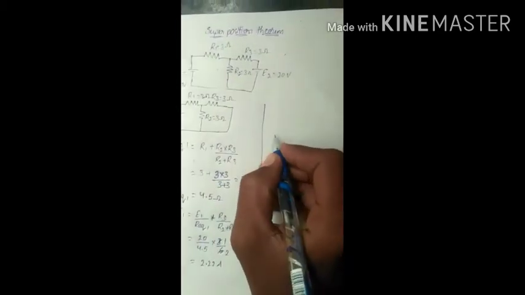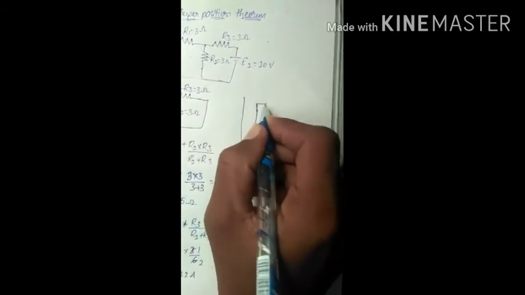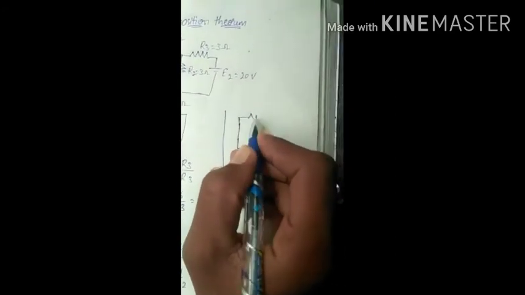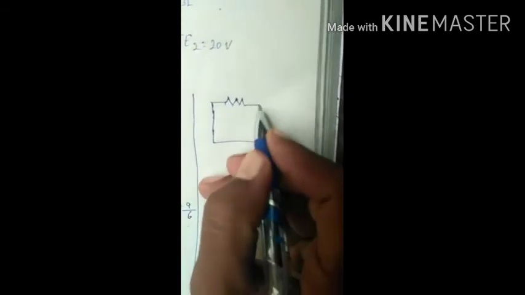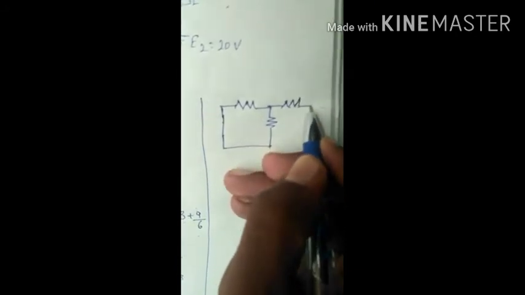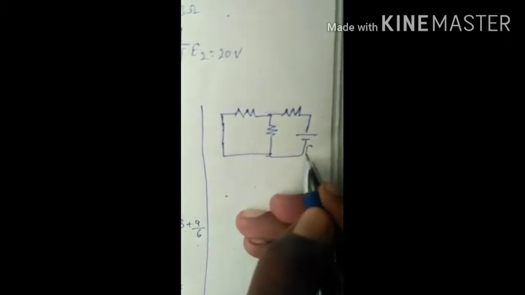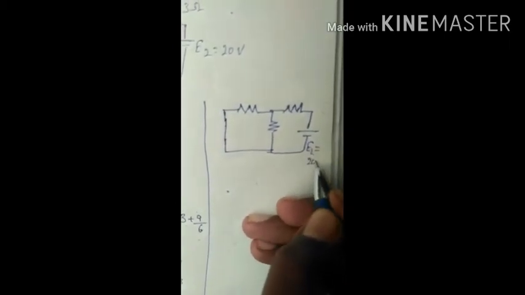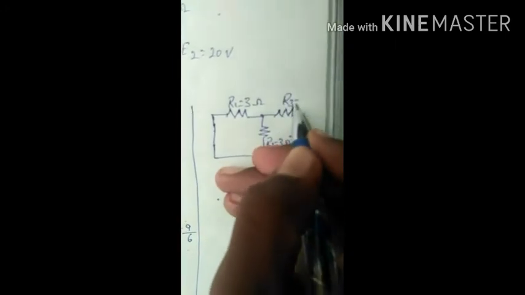And now we kill the other voltage source, E1. Then we find R equivalent 2 and I2. Here R1, R2, R3, and voltage source E2. E2 is 20 volts, R2 is 3 ohms, R1 is 3 ohms, and R3 is 3 ohms.